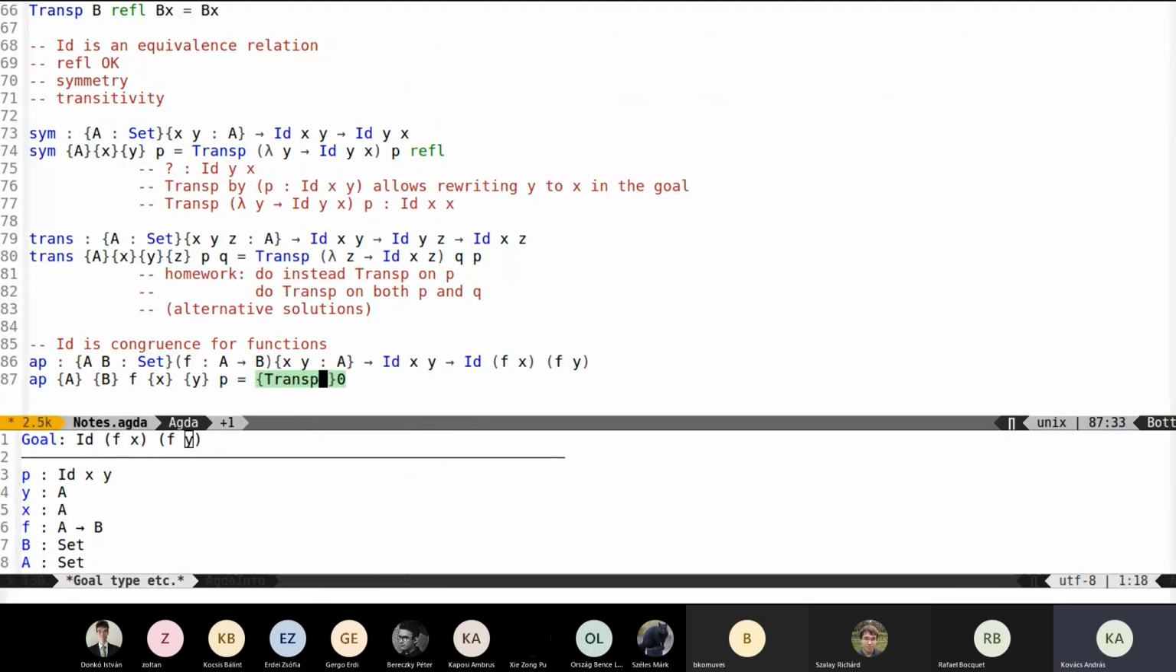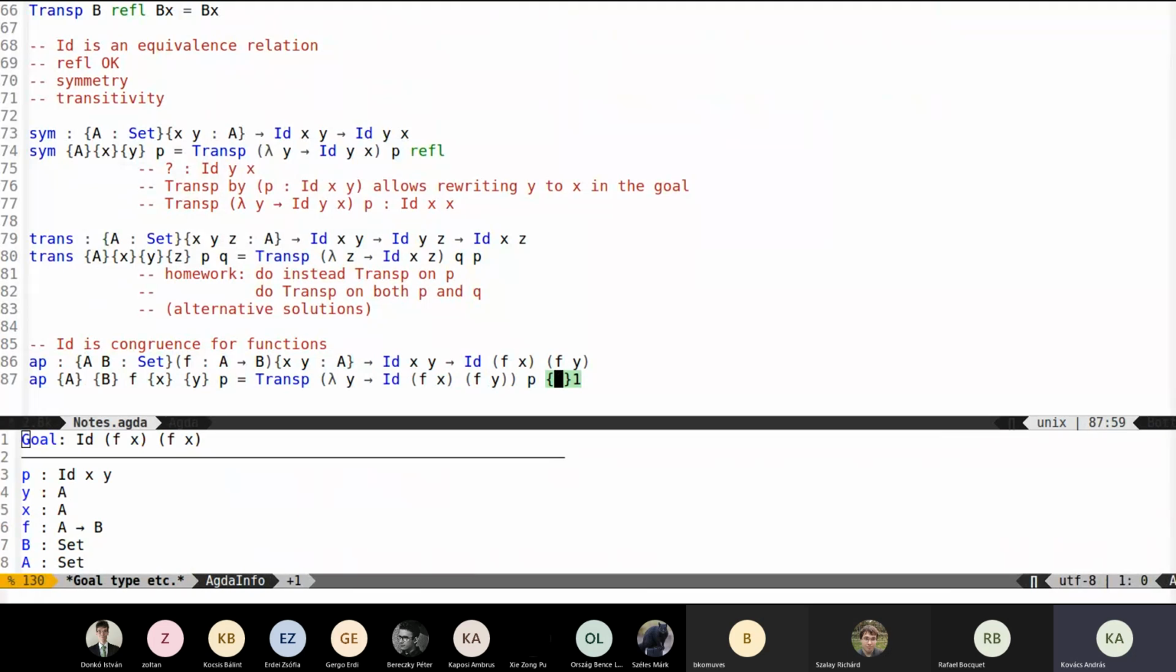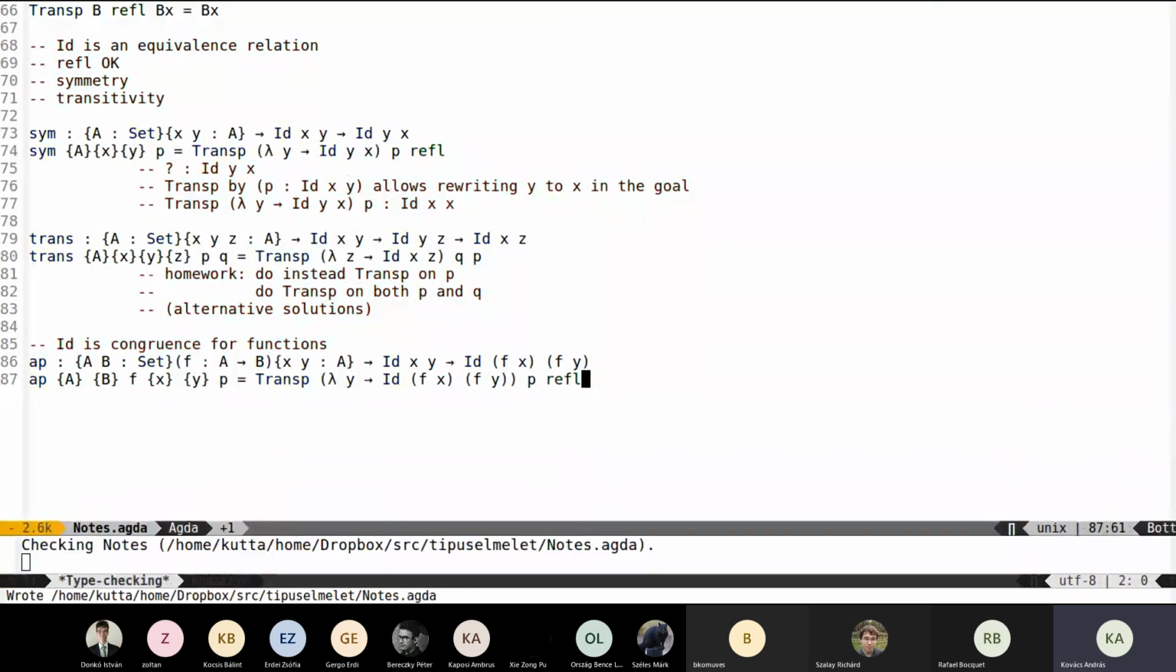So I can use transport of, and I can just copy paste here the goal type and p, and now the goal becomes essentially just this reflexive equation. So I can use REFL.